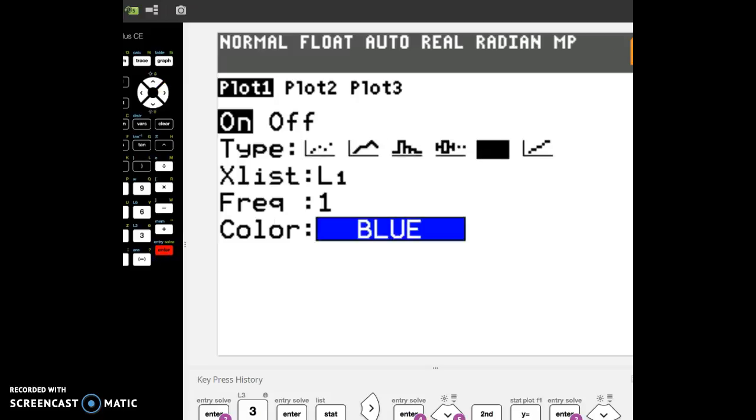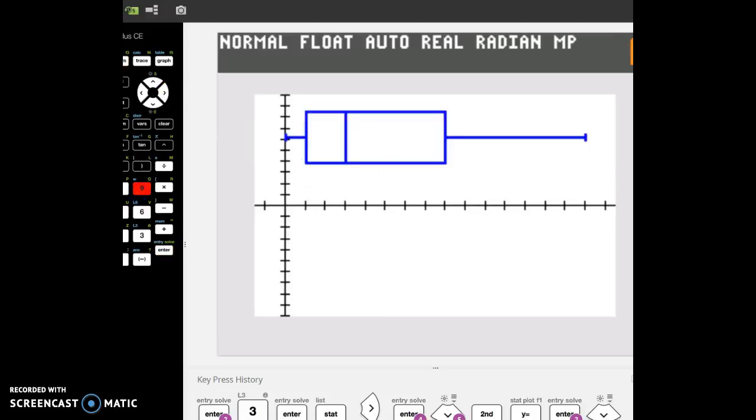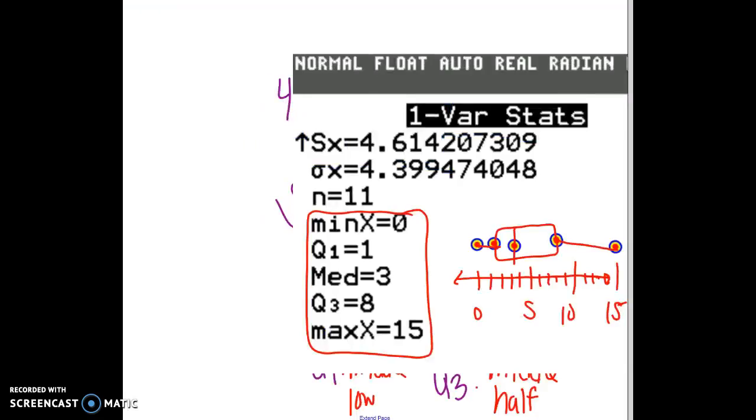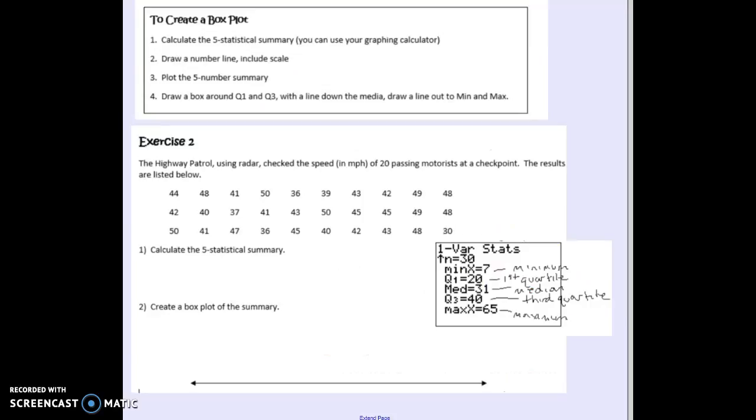Enter, zoom, 9. So if you look, this is what my calculator would say. If I want to trace, this is my minimum, it says it right here on the bottom of my screen. It will show me all of the values as well. And that's what it would look like if I needed help. So now what we're going to work on together is finding our 5 statistical summary for the second exercise and creating a box plot.